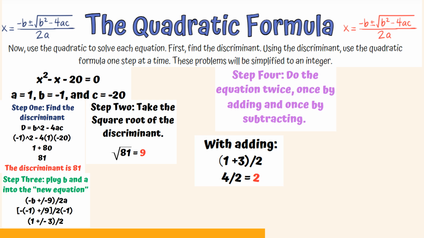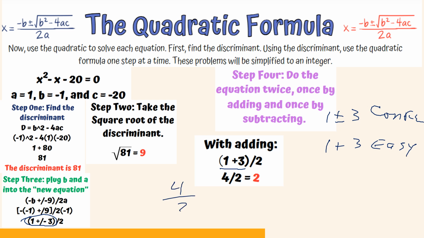So we're doing it the first time with adding. This 1 plus 3 came from step 3, from right here. So instead of writing it all disjointed and confusing, we just wrote it as 1 plus 3. Sometimes this right here is confusing, but 1 plus 3, easy. We want our work to be easy. So 1 plus 3 was 4. 4 divided by 2 gives us 2.